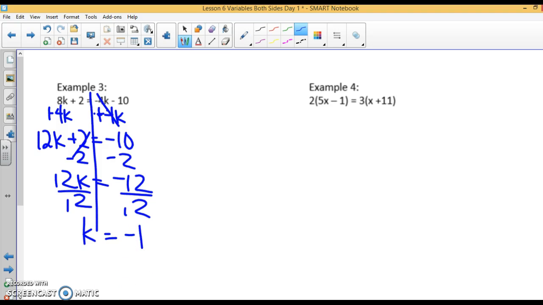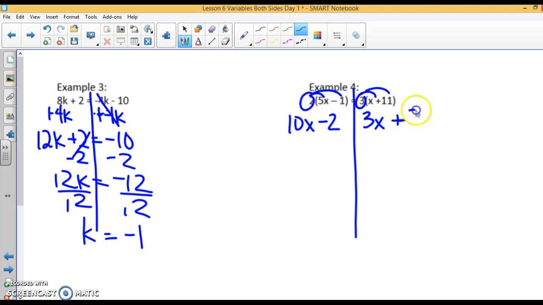Now, this one looks a little bit different. This is when we want to think back to that first step. We want to distribute and combine like terms first. So I'm going to take my 2, distribute it inside. I'll have 10x minus 2. And on this side, I'm going to do 3 times quantity x plus 11. So 3 times x will give me 3x. 3 times 11 will give me plus 33.